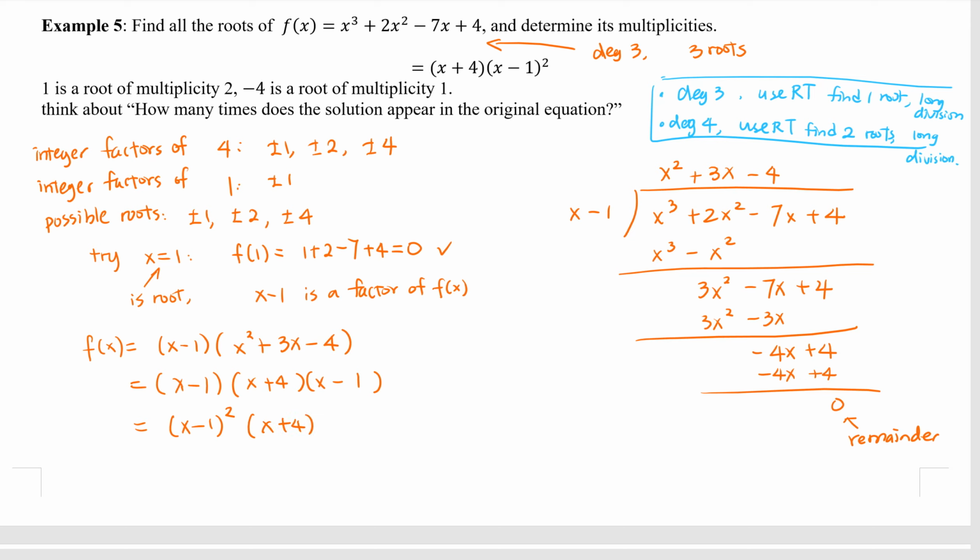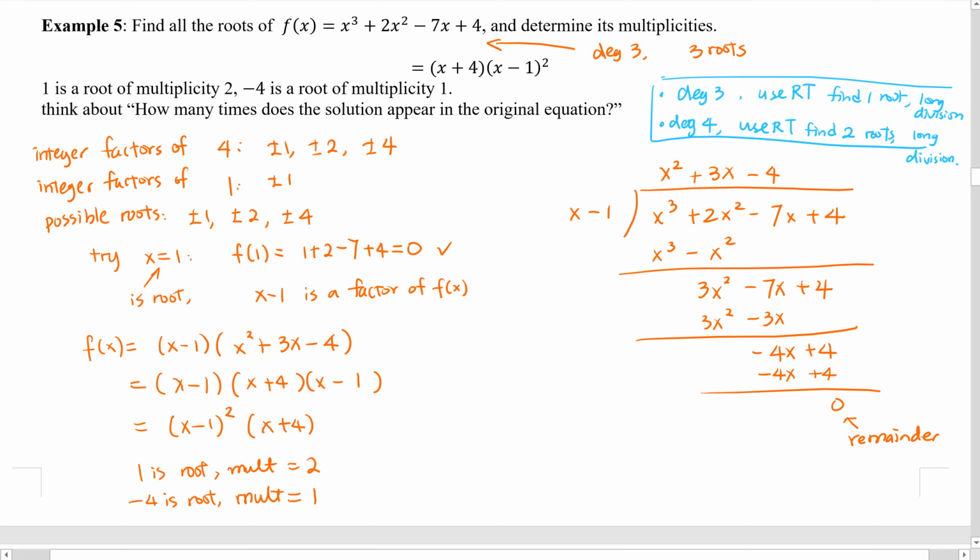So what are the roots? 1 is a root with multiplicity 2. Multiplicity is the number of copies of that corresponding factor. And minus 4 is a root with multiplicity 1. So far, so good, everybody? Okay, good. Now let's continue.